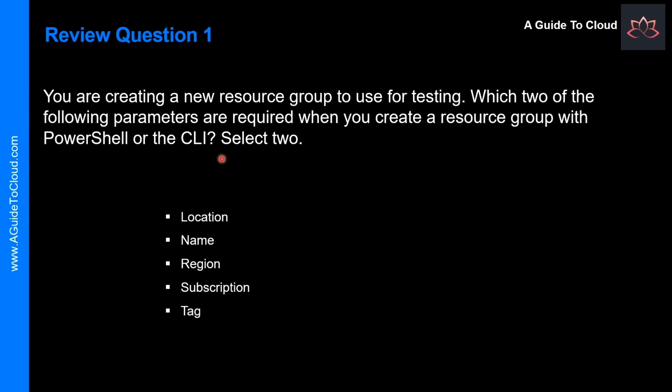Is it tag? Definitely not. Tag is an optional parameter. Is it subscription? You don't have to provide subscription as a parameter anywhere. Is it region? Again, region is not a default parameter as well. So the 2 required parameters when creating a resource group in PowerShell or CLI are location and name. Location and name are required by PowerShell, New-AzResourceGroup, and CLI, which is az group create.